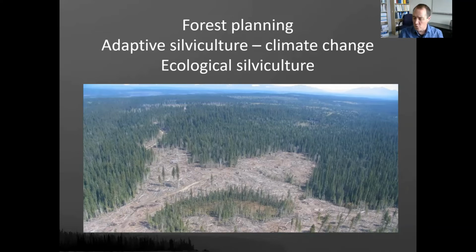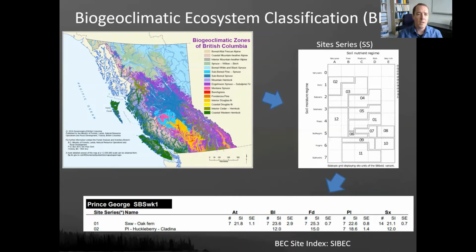Now, this obviously isn't new. We've been doing this for a long time. In Western Canada, in BC, the way that this has historically been done has been using what we call the Biogeoclimatic Ecosystem Classification System, or BEC.